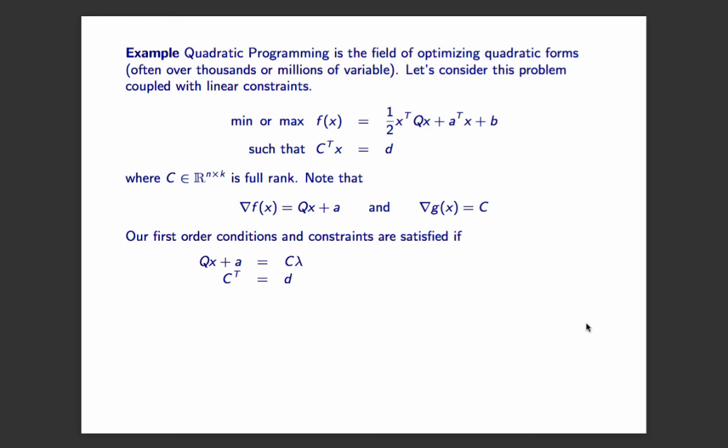Well, our first order conditions and constraints, that is, the first order Lagrange multiplier conditions, are satisfied if the gradient of f, Qx plus a, equals the derivative of g times lambda, which in this case would be C times lambda. And of course, we still need to satisfy the constraint that C transpose x equals d. That's a typo. This should say x right there, and also right there. Missing an x, but of course you know what the constraint is. It's just that I should have the constraint here and here.